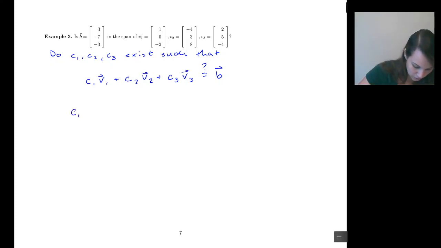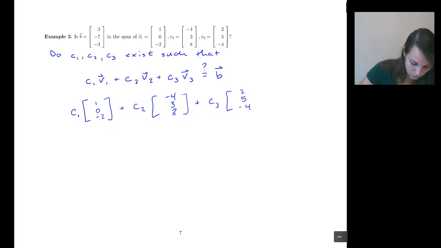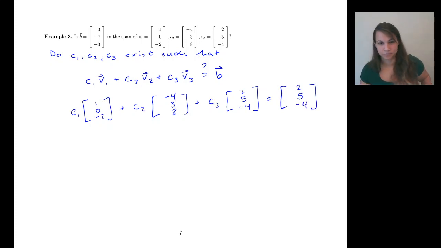So let's substitute what V1 is. That's [1, 0, -2] plus C2 [-4, 3, 8] plus C3 [2, 5, -4]. And is that going to be equal to [2, 5, -4]? You're like, Gracie, this isn't much better.